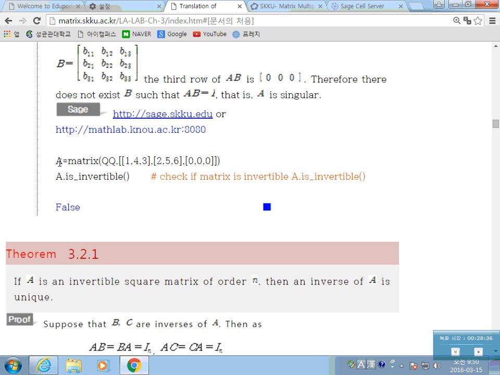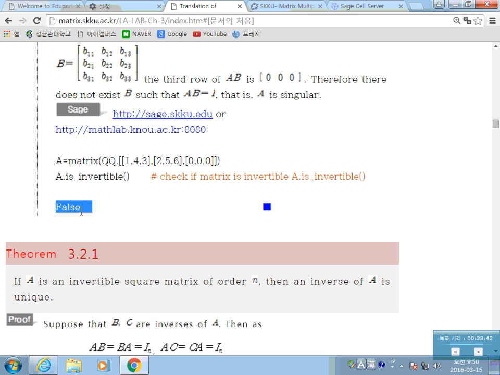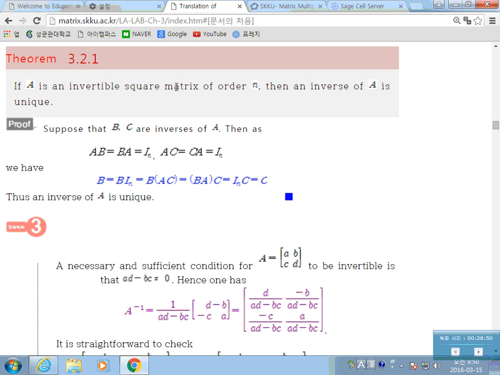So if you define a matrix and ask whether this matrix A is invertible or not, it shows false. It is singular. It is non-invertible. If A is an invertible square matrix of order n, then an inverse of A is unique.